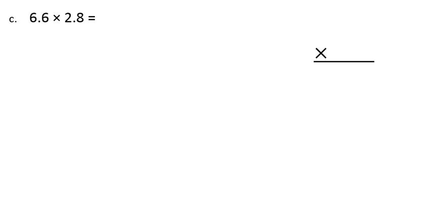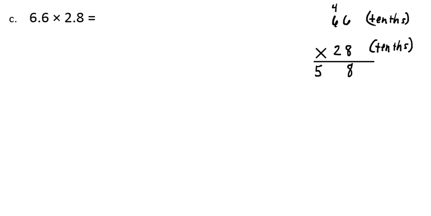Let's look at another example. This time I'm taking 6 6/10 times 2 8/10. I'm going to rewrite those numbers on my vertical format, showing the unit form. So 6 6/10 is the same as 66 tenths, and 2 8/10 is the same as 28 tenths. I'm going to go ahead and just do the regular multiplication. So 8 times 6 is 48. 8 times 6 is 48 plus 4 is 52.